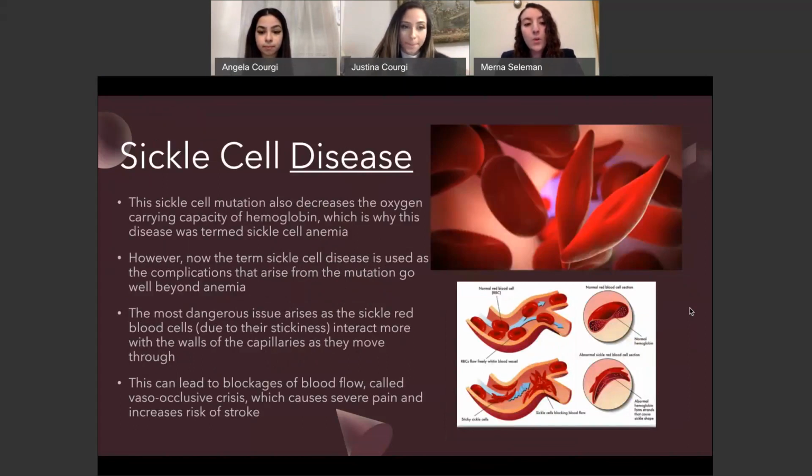anemia. Although anemia itself can be severe, the most severity is encountered when the sickled red blood cells, because of their stickiness, interact more with the walls of the capillaries as they move through. This can lead to blockages of blood flow called vaso-occlusive crisis, which causes severe pain and increases risk of stroke.